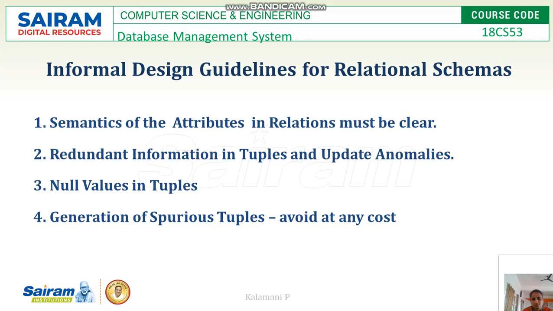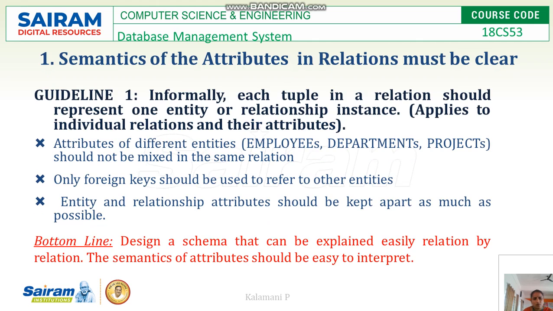Informal design guidelines for relation schemas. There are 4 informal design guidelines. That is, semantics of the attributes in relations must be clear. Second guideline is redundant information in tuples and update anomalies. Third, null values in tuples. Fourth, generation of spurious tuples to avoid at any cost. We'll see one by one.